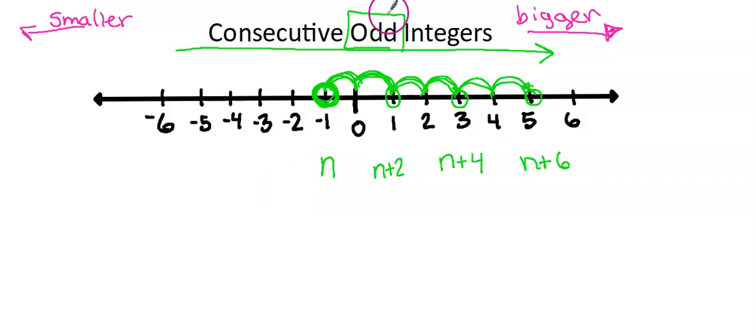So notice, even though we're doing odd integers, the setup for those integers is the same list of terms as the setup was for our even integers. So for odd integers, our first number would be n, our second number would be n plus 2, our third would be n plus 4, and so on. Always adding 2 more, and that is because on the number line every other one is odd, so we have to count by 2s. Let's look at an example.